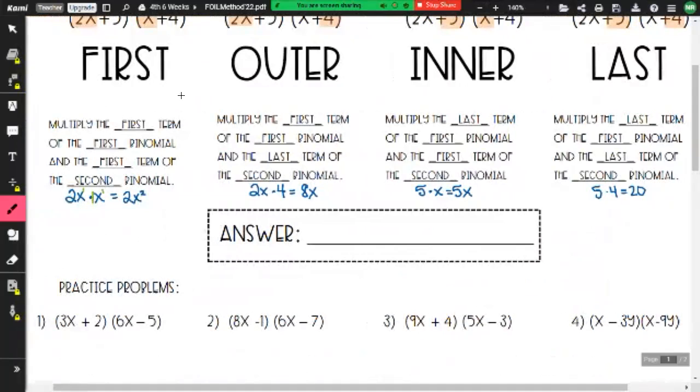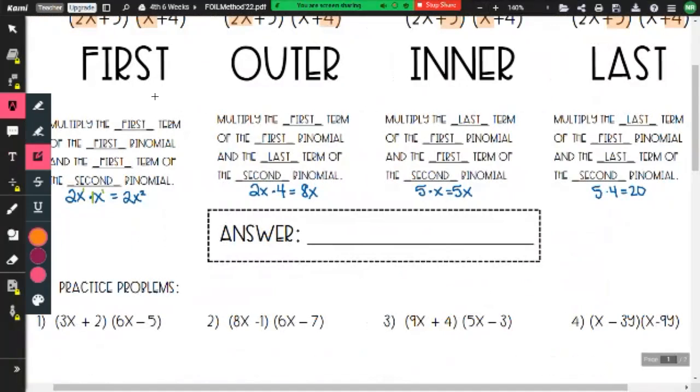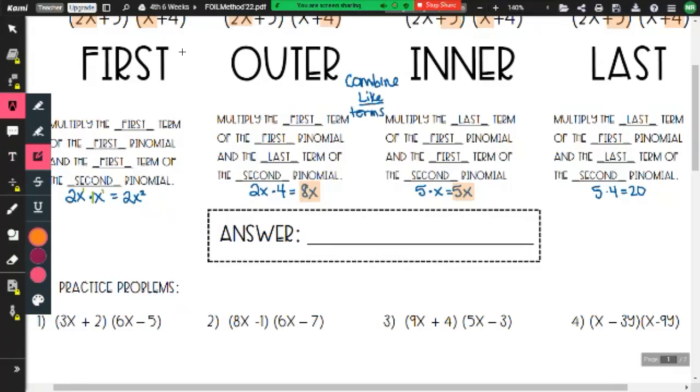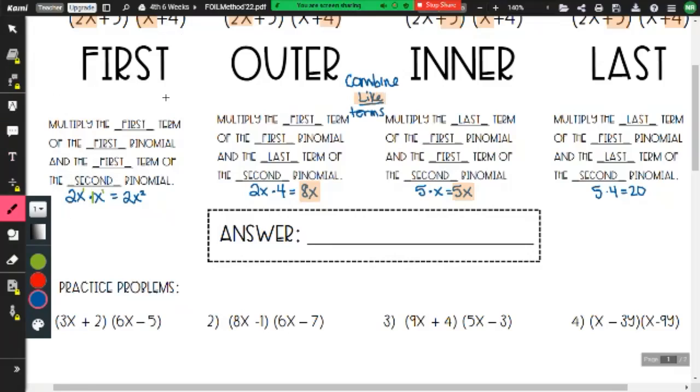We got 2x squared from this, 8x, 5x, and 20. So what do you think is the next step? The next step will be to combine the ones that look alike, combine the like terms. And if you do this correctly in the order that you're supposed to, you will always end up combining the middle two terms. Let me draw this kind of arrow. So 8x plus 5x, and that'll give us 13x.